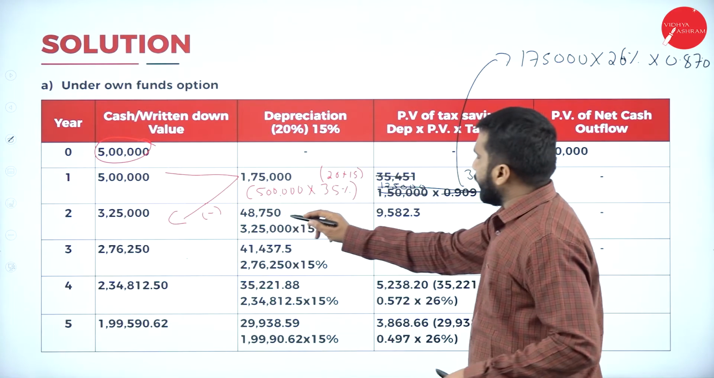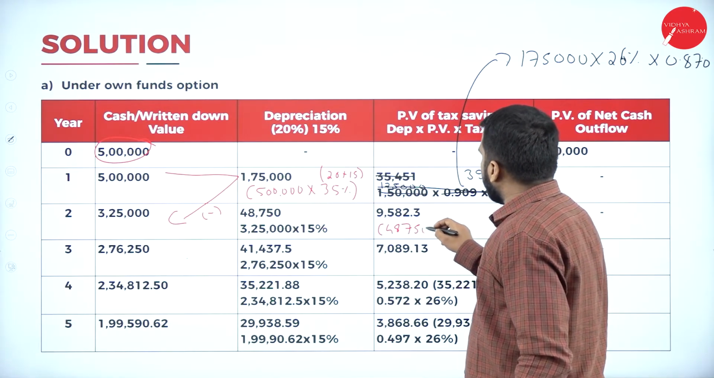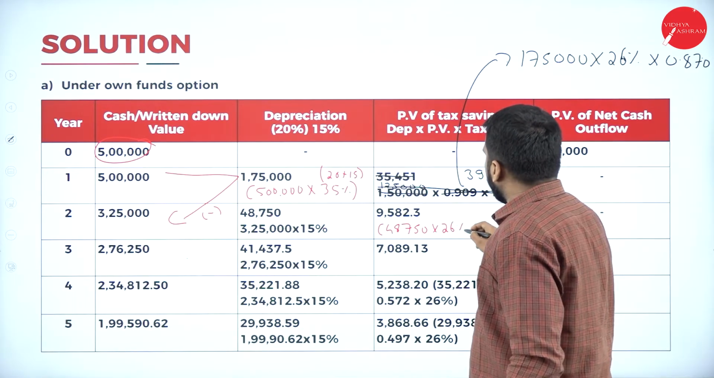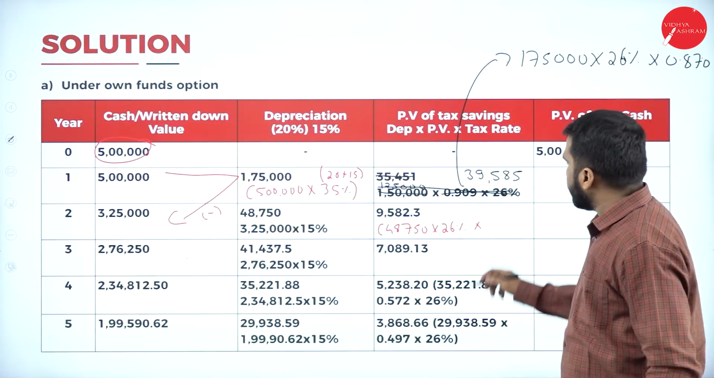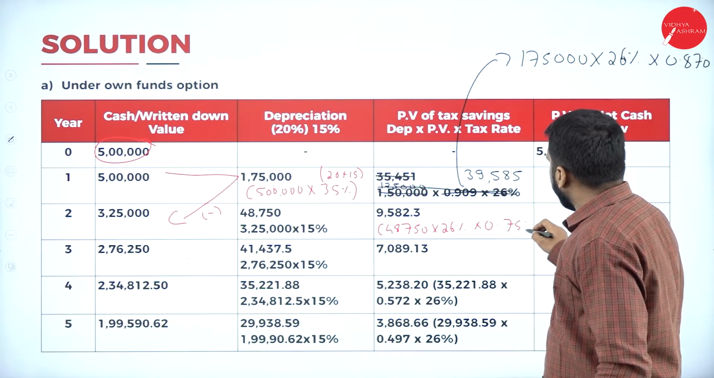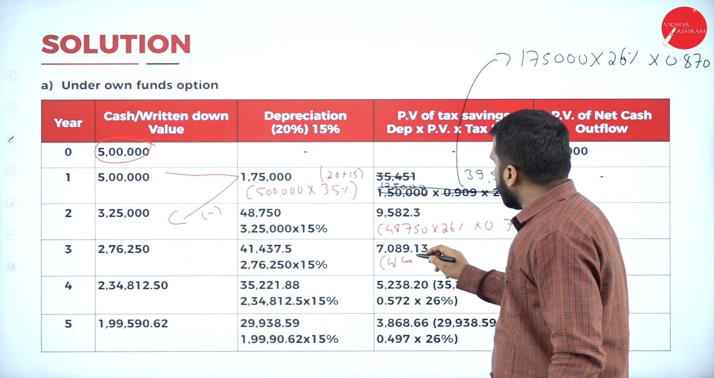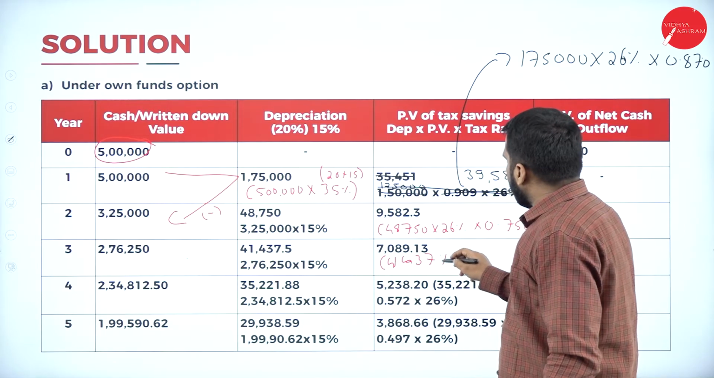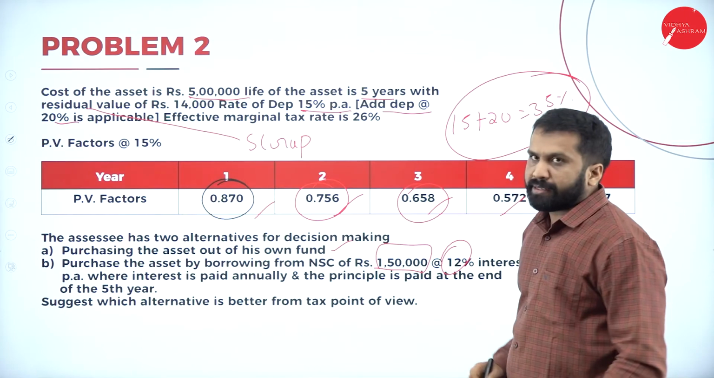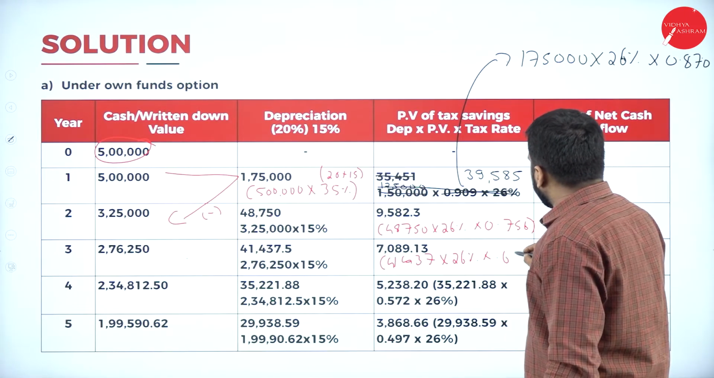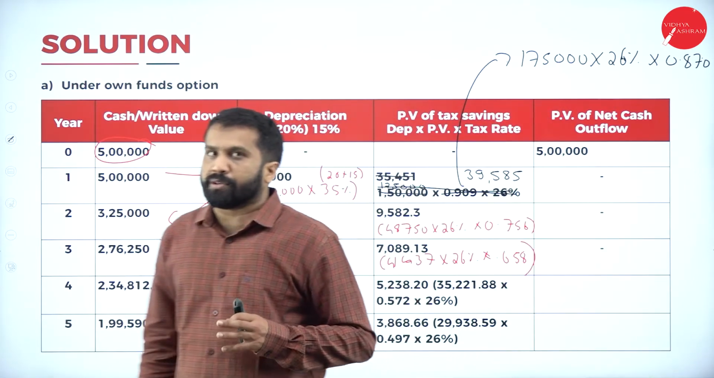Now, what is the second one? 48,750. What is the tax percentage? 26. Then what is the PV factor for the second one? 0.756. Similarly, 41,437 multiplied with 26%, multiplied with 0.658. Hope you are clear. Like this, you are supposed to calculate.